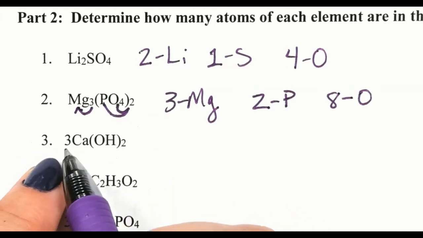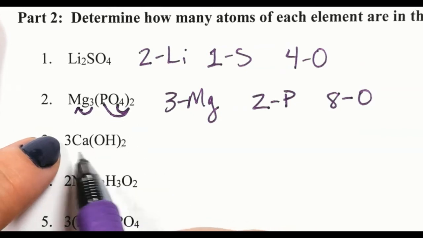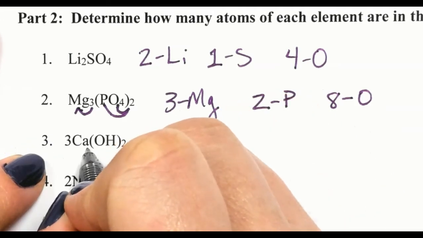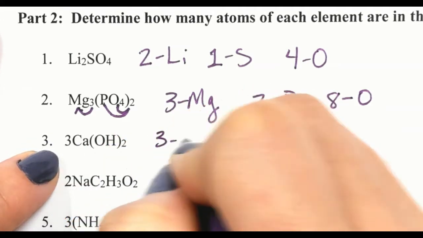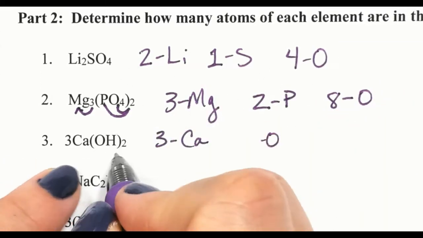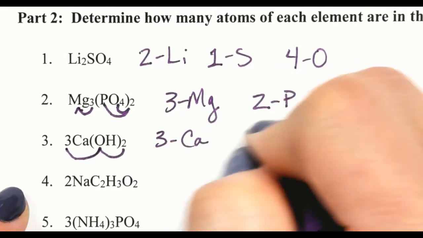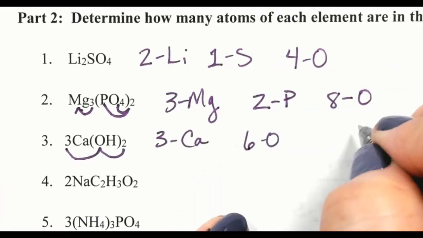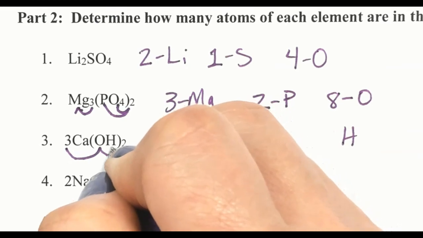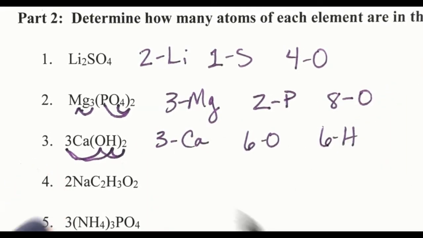Now here we have a coefficient also, so you're going to have to multiply that to each subscript to take it into account. So for calciums, we have 1 times 3 is 3 calciums. And watch carefully, for my oxygen, it's 2 times 1 is 2, and 2 times 3 is 6 oxygen. Let's watch that again for hydrogen. We have 2 times 1 is 2 hydrogen, and 2 times 3 is 6 hydrogens. So we'll put a 6 there.